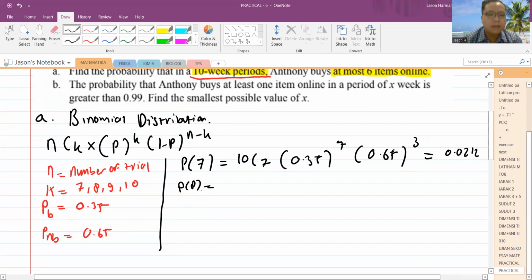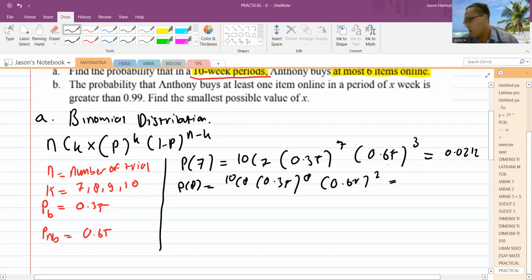And P8, so we calculate actually one by one, and it'll be exactly the same, just the power difference. 10C8 and 0.65 to the power of 2. And when you calculate, it'll be 4.2814 times 10 to the power of negative 3.